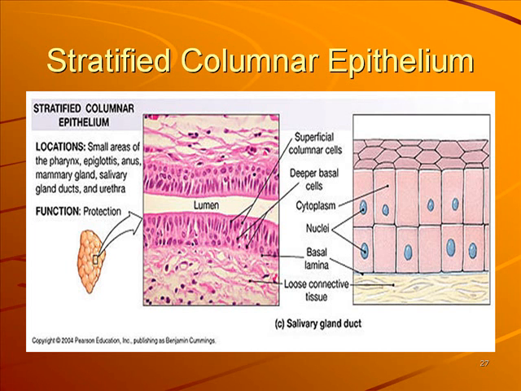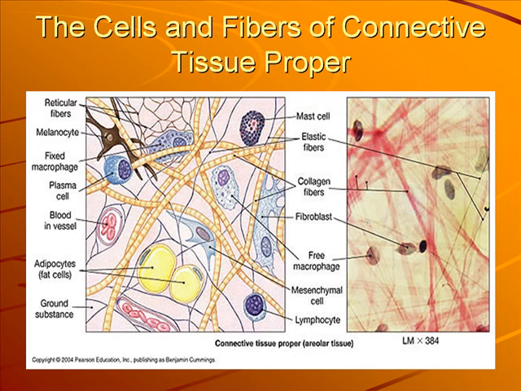Function is protection. Again, you can see these obviously are stacked on top of each other. This is stratified columnar epithelium. These cell fibers are connective tissue. Connective tissue is basically the filler, connective tissue proper.